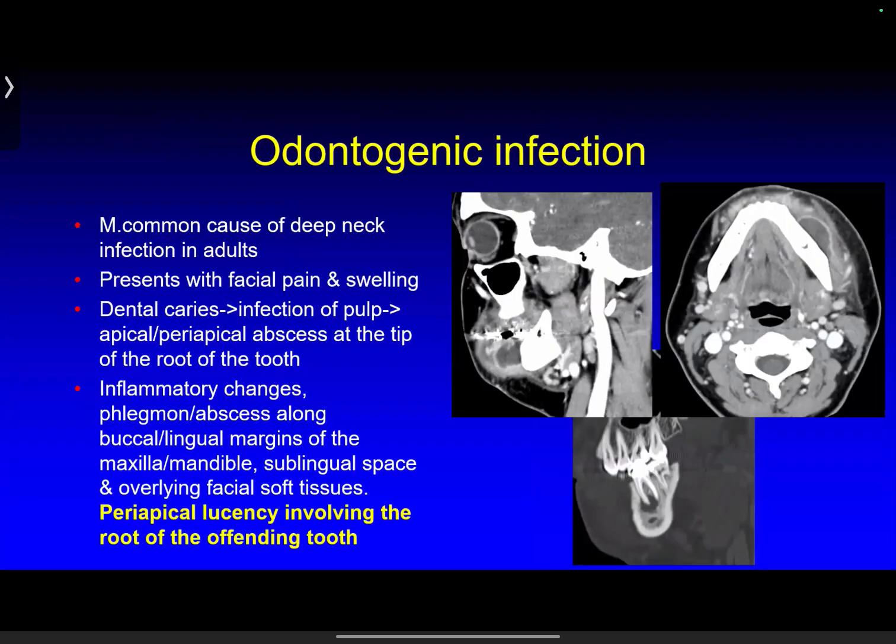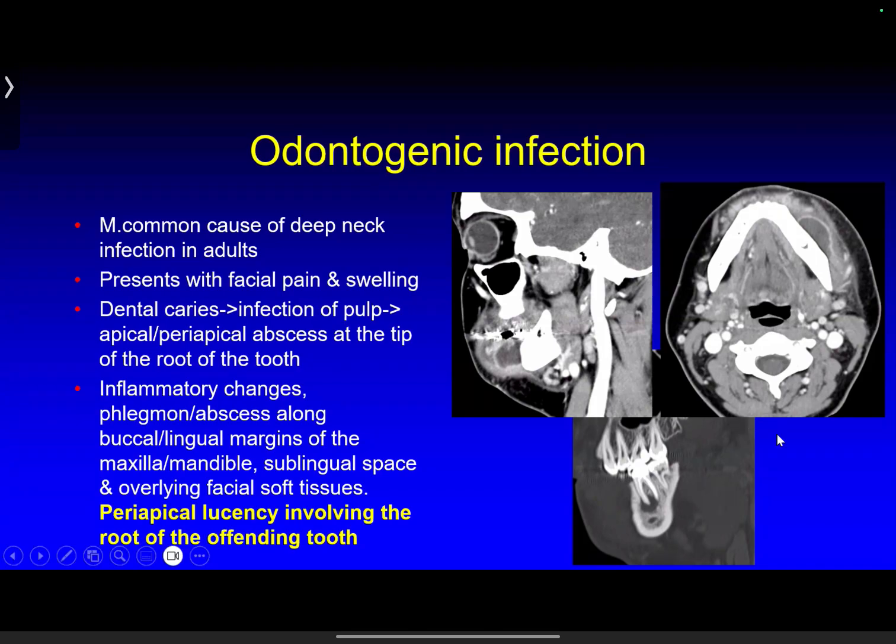So odontogenic infections are the most common cause of deep neck infections in adults. They present with facial pain and swelling. And usually the culprit is dental caries. When the infection from dental caries involves the pulp of the tooth, you get an apical or a periapical abscess at the tip of the root of the tooth, and this can break out and produce inflammatory changes. You can have phlegmon or abscess formation, which can be along the buccal or the lingual margins of the maxilla or mandible, in the sublingual space, or in the overlying facial soft tissues. The key to the diagnosis is the periapical lucency involving the root of the offending tooth.